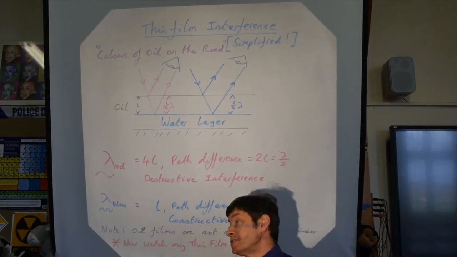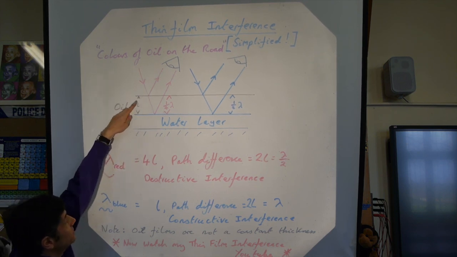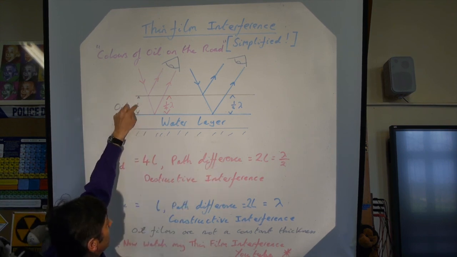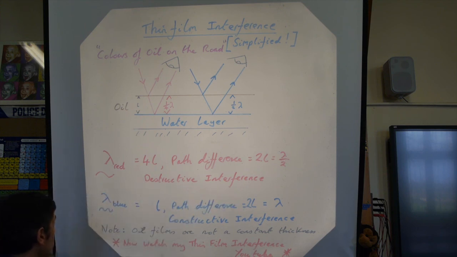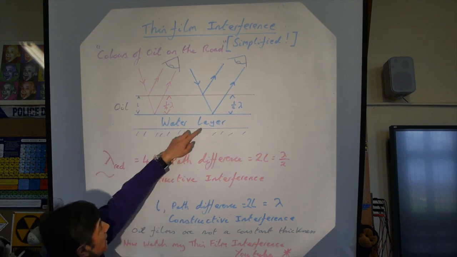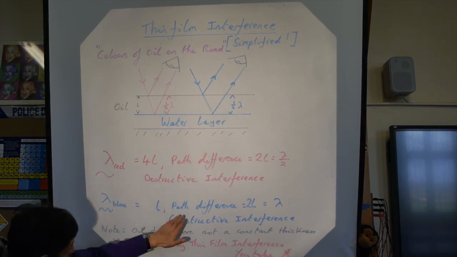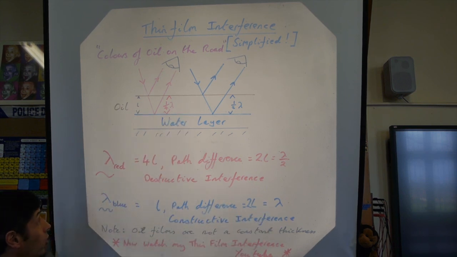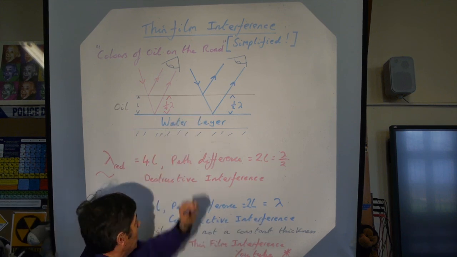So I've just put a little bit more detail on the board. I've said that the wavelength of red is four times this distance, as we'd expect, if this is a quarter wavelength thick. So the path difference is there and back, 2L, and that will therefore be half a wavelength, so you'll always get destructive interference. And the blue light, which has a shorter wavelength, its wavelength is just L, not 4L, so the path difference, there and back, is 2L, which is exactly a wavelength of blue light, so you'll always get constructive interference between the top reflected ray and the lower one.